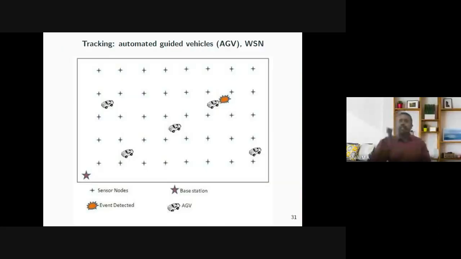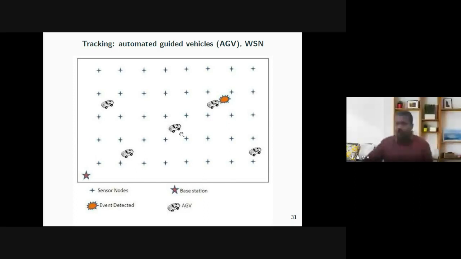If you look at it from the mathematical perspective, you have a rectangle. That's a region, and there are a lot of sensors placed, and these are the automated guided vehicles. The sensors realize there is a movement and send it back to the base station. The base station instructs the automated guided vehicles to align in such a way that they can collect the video of this. This automated guided vehicle takes the video and passes it to the next vehicle, and it reaches the base station. And we know whether it is a human or another kind of motion.